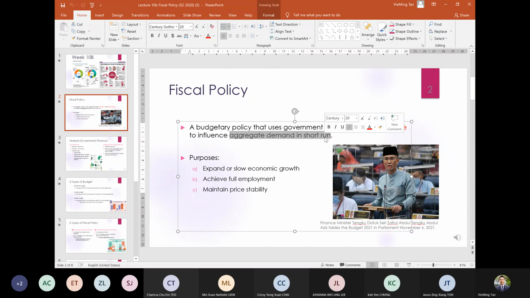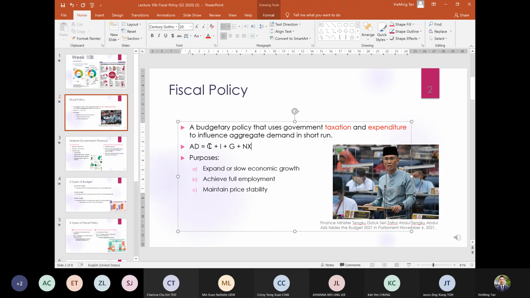So what do you mean by aggregate demand here? Aggregate demand refers to the consumer spending. Just now we already learned this, very important: AD is equal to C plus I, where I refers to private firm investment, plus G, the government spending, plus NX, the net export. So these are the four components that will affect the aggregate demand. What the government can do is try to influence the aggregate demand through these four components.